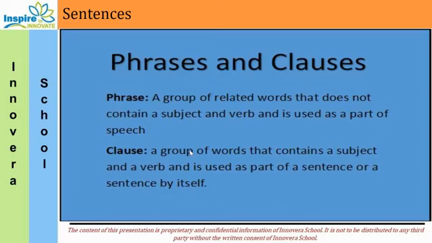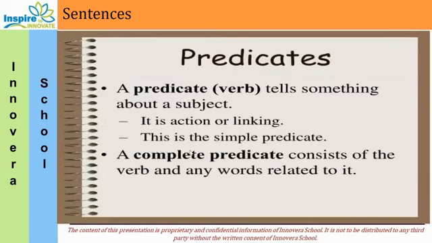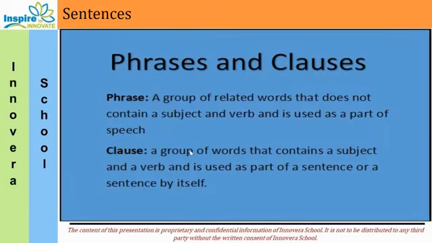And what is complete predicate? Complete predicate is more words related to the verb. Okay. Now phrases and clauses. There are two types of this thing.